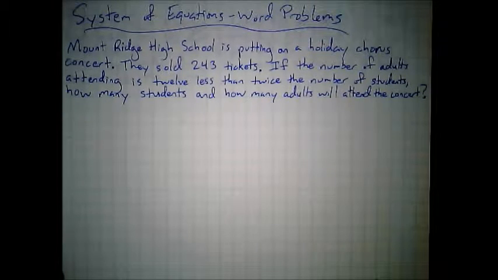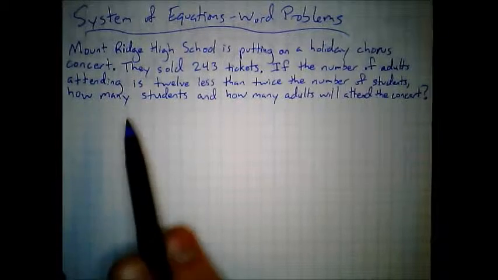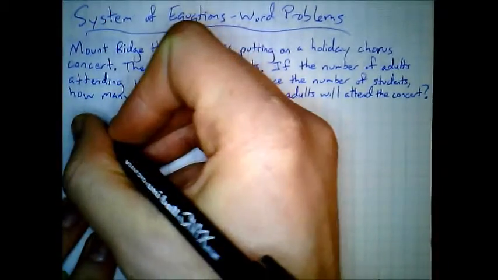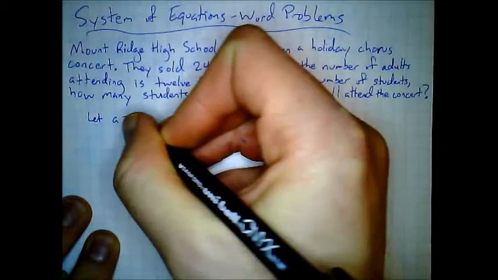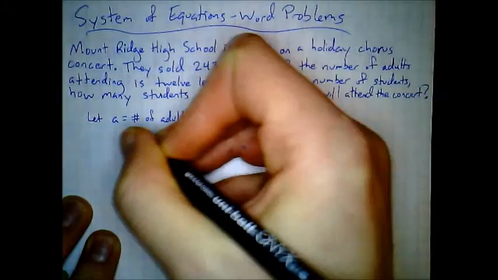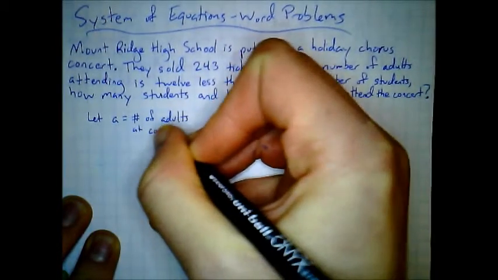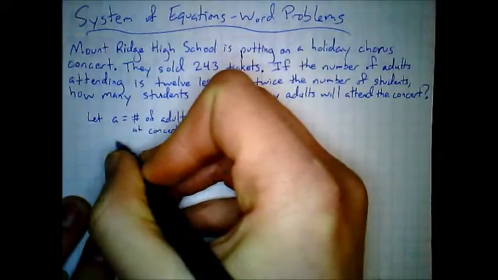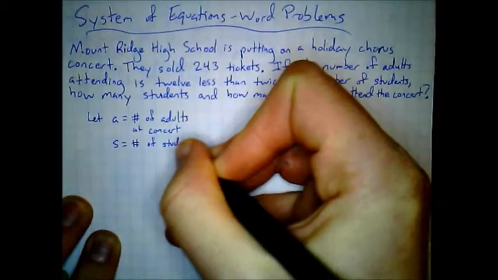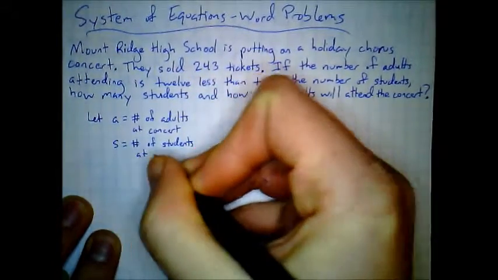Well, the two things in this problem are just the number of students that went to the concert and the number of adults that went to this concert. That's what this whole problem's about, finding out how many students and how many adults went to the concert. So that's what our variables are going to be. So I'm going to say, let A represent the number of adults that went to the concert, and S is simply going to be the number of students at the concert.